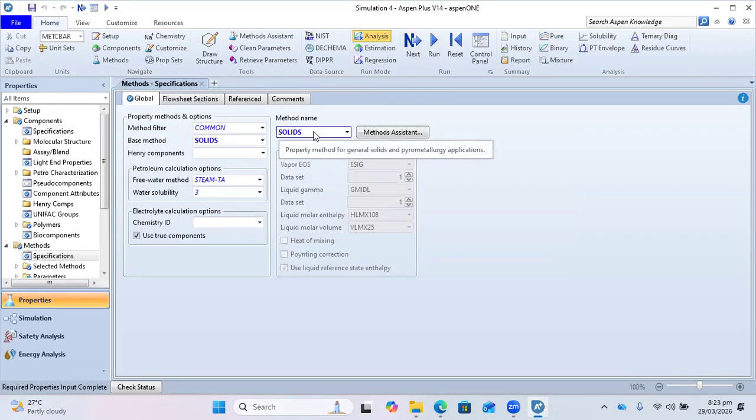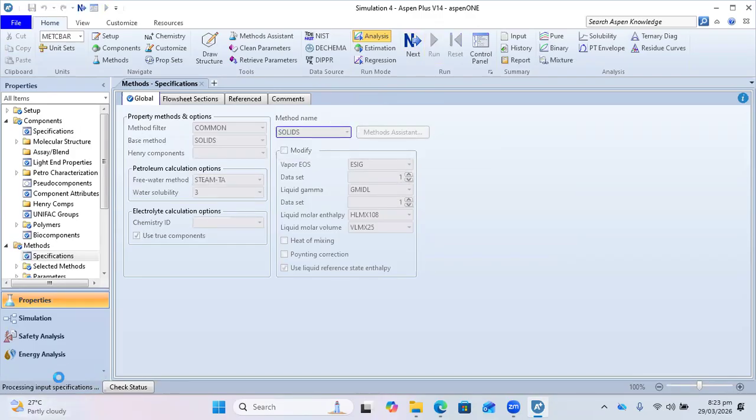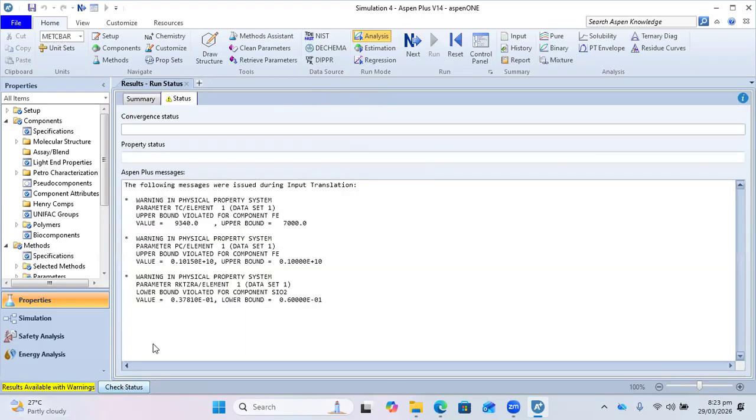Now, usually when you're dealing with solids in Aspen, you shouldn't be worried if you run it and you get results available with warnings. It's very common, right? Aspen is just trying to tell you that there are certain properties that may be missing, or some properties may exceed some bounds that it has been given, but it's because you are dealing with solids. So usually it shouldn't be a significant issue if you have warnings and you are still able to get reasonable results. So we are not really bothered about that.